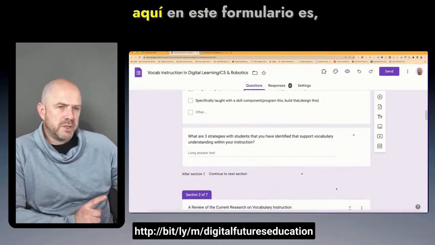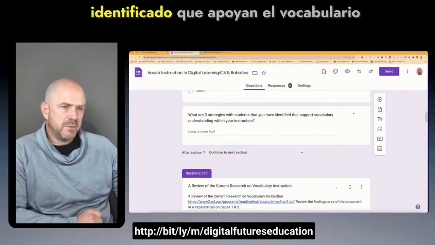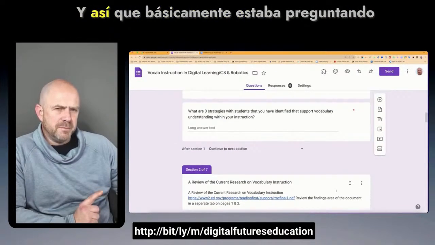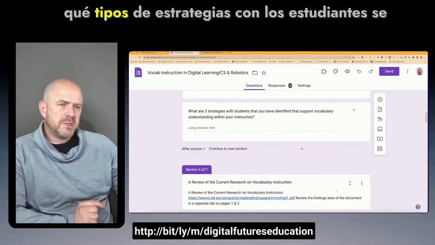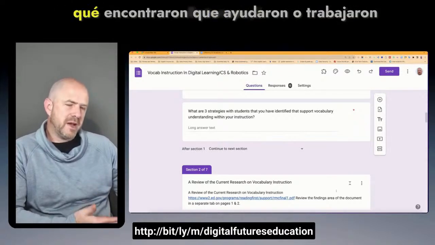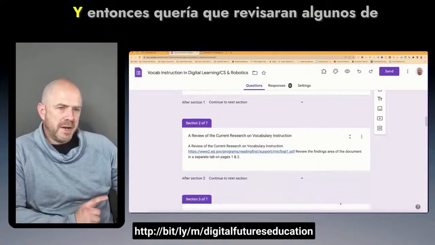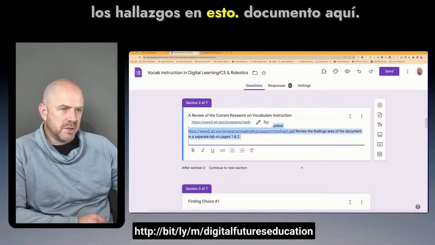So the next question here on this form is, what are 3 strategies with students that you have identified that support vocabulary understanding within your instruction? I was basically asking these teachers, what types of strategies with students did they identify to support the use of vocabulary? What did they find that helped or worked with their process when teaching? And then I did want them to check out some of the findings in this document here.